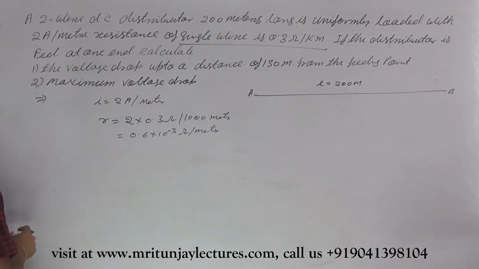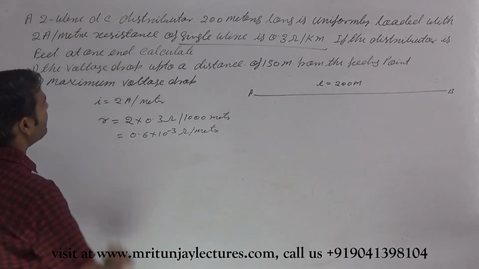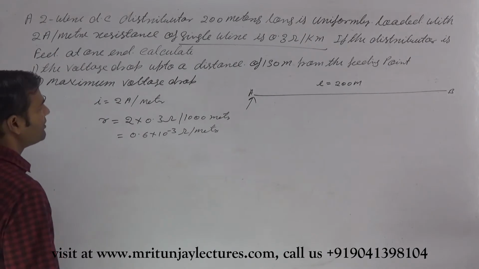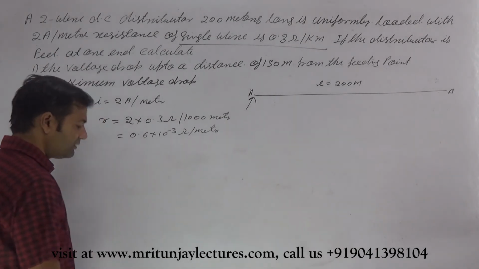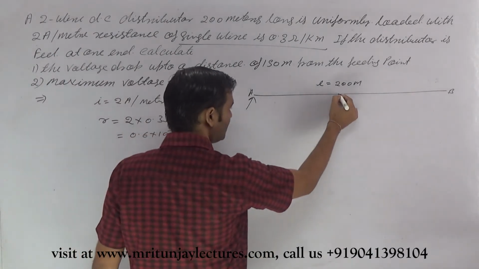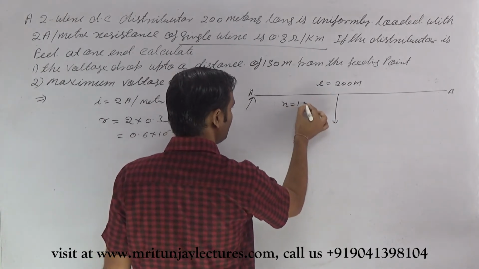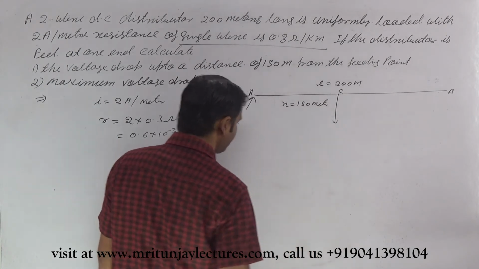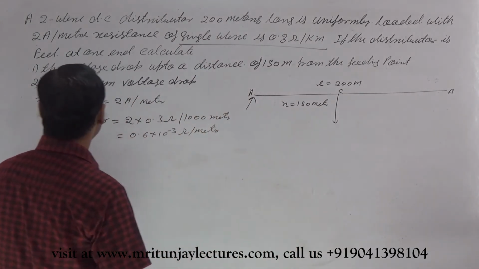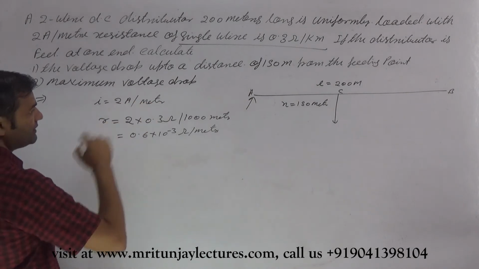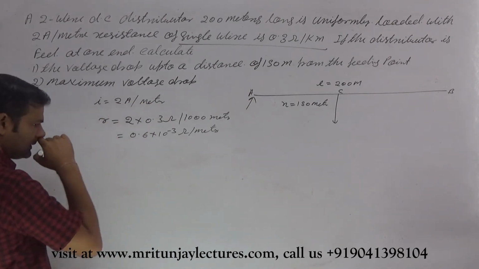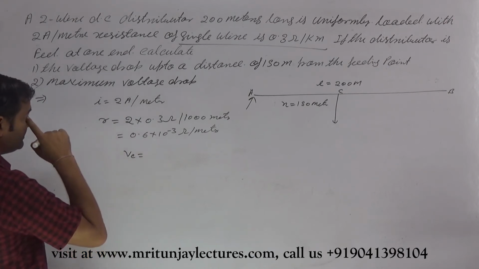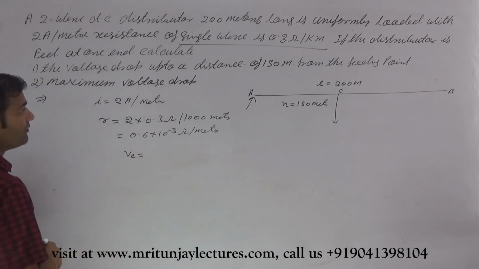Clear? Now next question, if the distributor is fed at one end like this one, calculate the voltage drop up to a distance of 150 meter. Means our motto is to determine corresponding to x this will equal to 150 meter. Okay, that is VC. So the voltage drop up to distance corresponding to this one is written as VC this will equal to voltage drop corresponding to 150 meter from the feeding point.